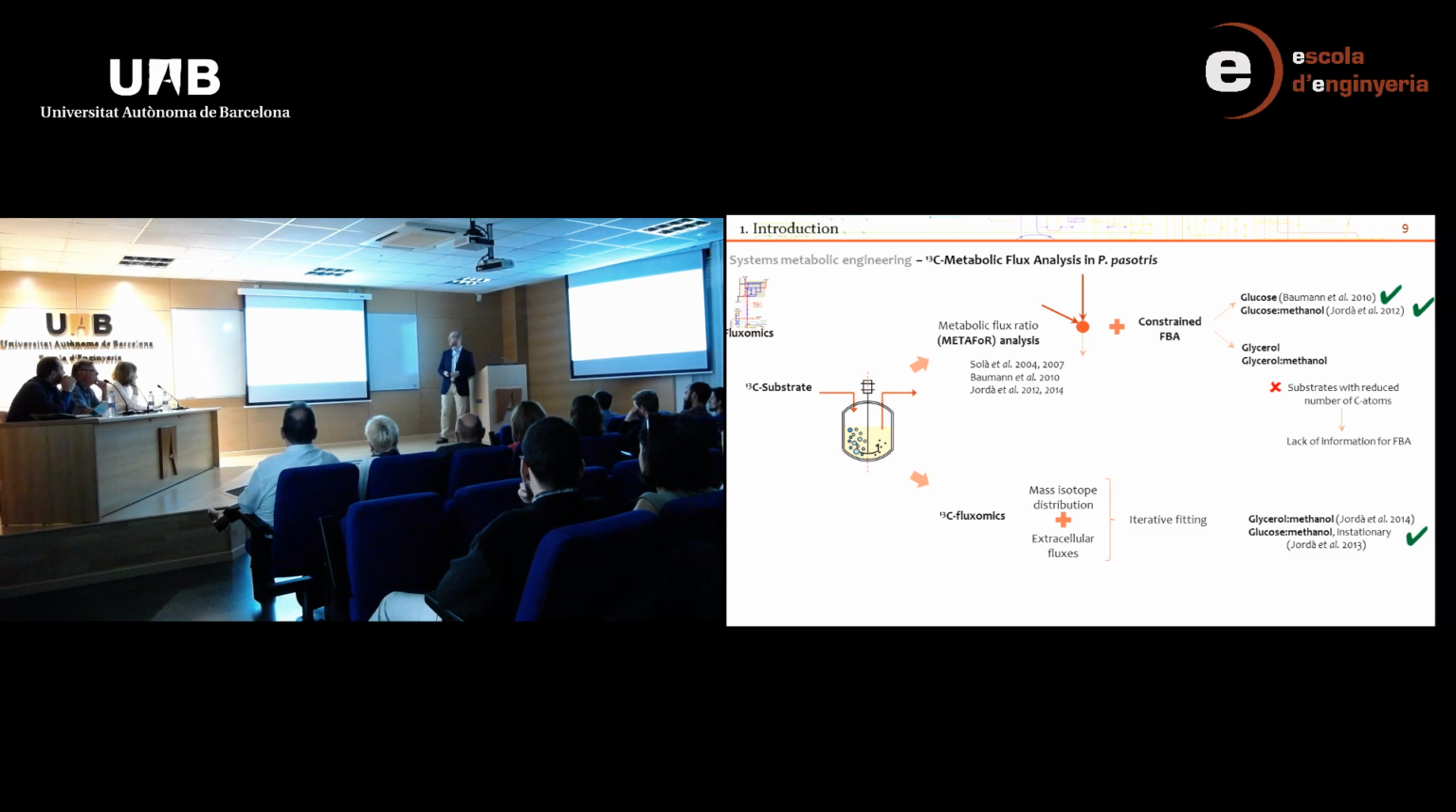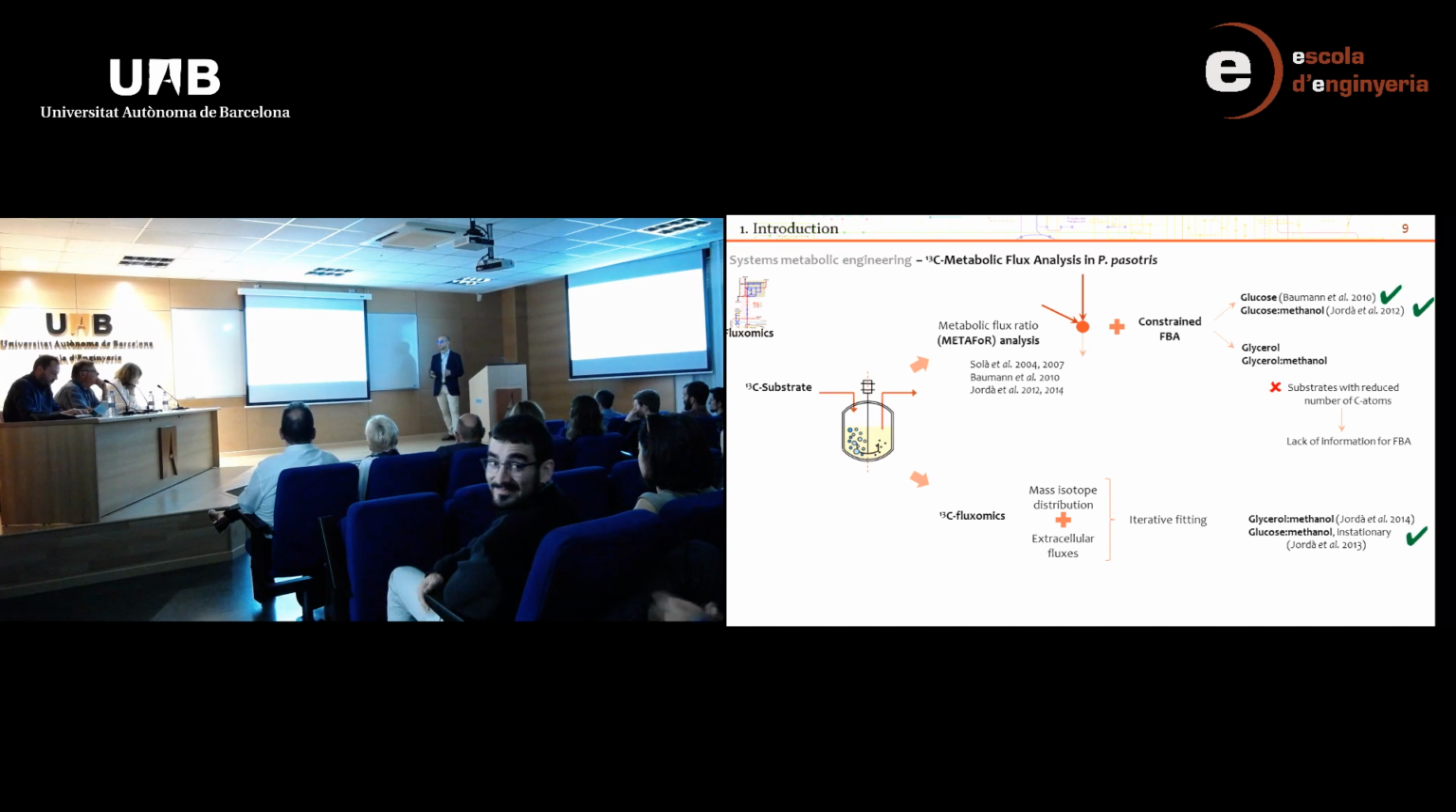These techniques are based on using a labeled substrate and then applying some calculations in order to elucidate the metabolic flux distribution. The first method to be used in Pichia pastoris was the metabolic flux ratio analysis that basically establishes the ratios between converging metabolic pathways. Using these ratios as constraints, the flux balance analysis can be performed. This method has been successfully applied for cells growing on glucose and mixtures of glucose or methanol. In addition, it was also tried for glycerol and methanol.